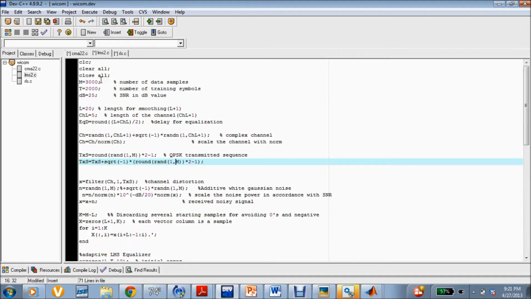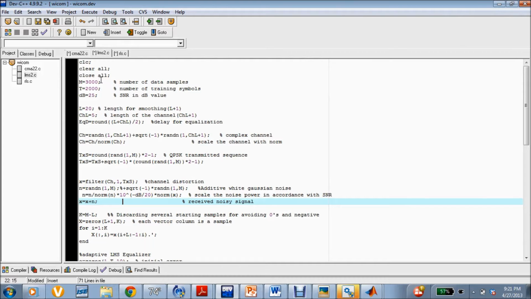This transmitted sequence is passed through a channel filter. So after it passes through the channel filter, it gets distorted. That is represented by X here. And I'm also adding a noise here, complex noise, and normalizing it. So the input to the receiver now basically consists of the output from the channel filter in addition with the noise. It is represented here, X equal to X plus noise.